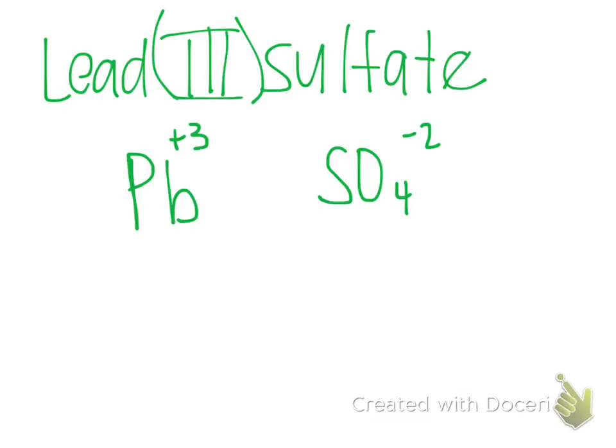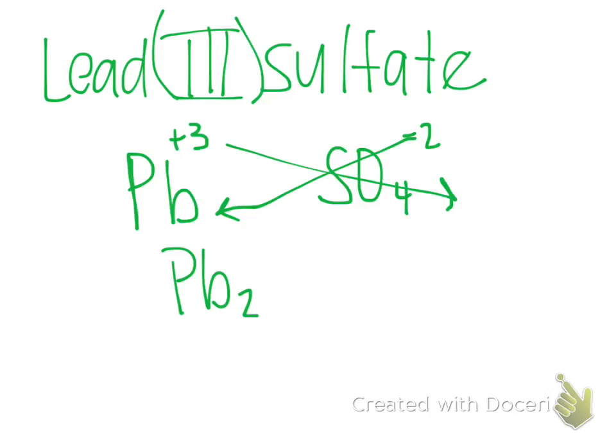So after we've got it set up like this, we have to cross our charges down. So lead is plus 3. That 3 is going to come down. The 2 is going to come down, which gives us Pb2(SO4)3. How many of you got that on your own? Good. Okay, so let's talk through this a little bit more.